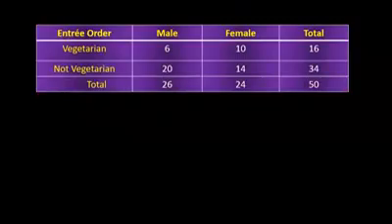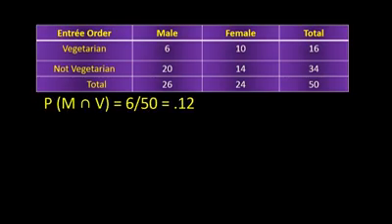Before we calculate a conditional probability, let's review the calculations for something we have already learned, the intersection of two events. Remember, the intersection of two events, when two events happen together, is the overlapping area in the Venn diagram. How would we calculate the intersection of male and vegetarian? Well, if you look at the cross-tabulation of orders by gender, you will see that the intersection of vegetarian orders and males is 6 out of a total of 50. So the probability of male intersection vegetarian is 6 divided by 50, which is 0.12.